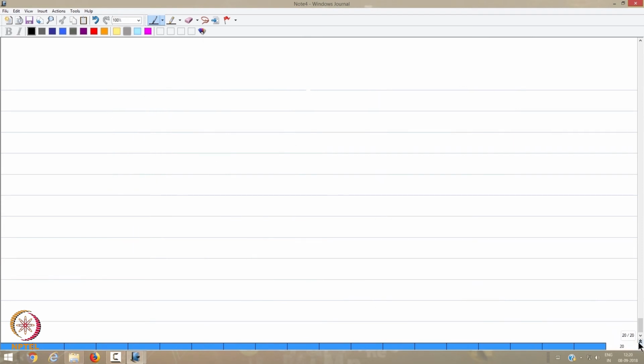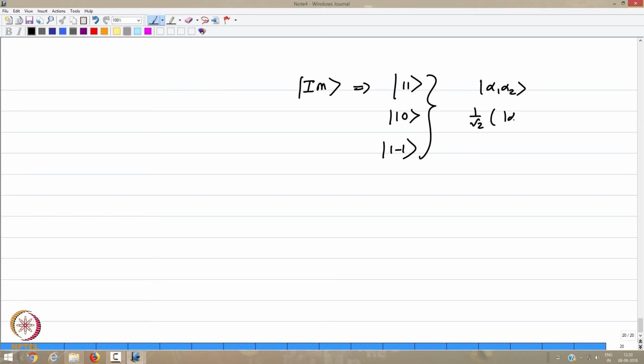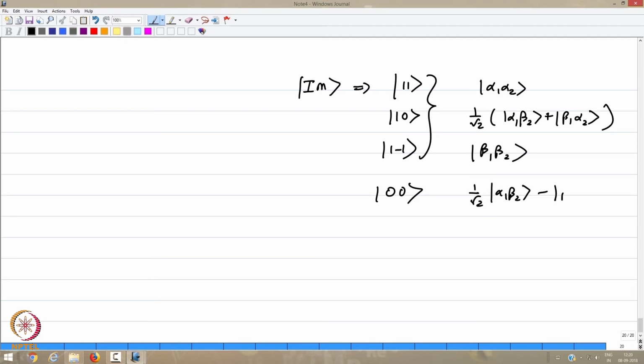We have the labels, namely IM labels corresponding to 1,1; 1,0; 1,-1. If you do that, these states are alpha 1 alpha 2, 1/√2 (alpha 1 beta 2 plus beta 1 alpha 2), and the other state is beta 1 beta 2. And the IM 0,0 state is 1/√2 (alpha 1 beta 2 minus beta 1 alpha 2). So, these are the IM states, and here you have I1 M1, I2 M2.